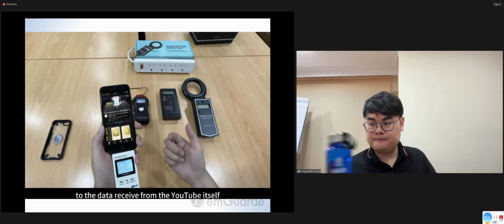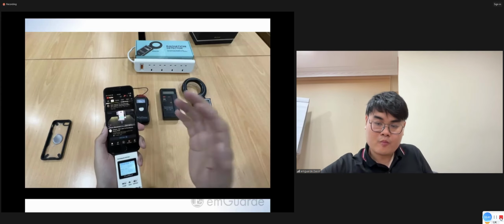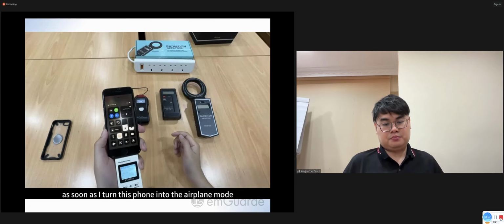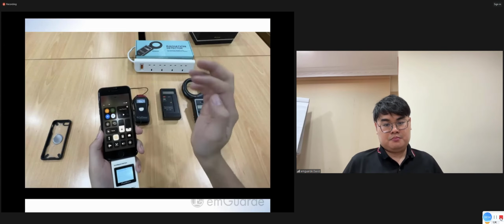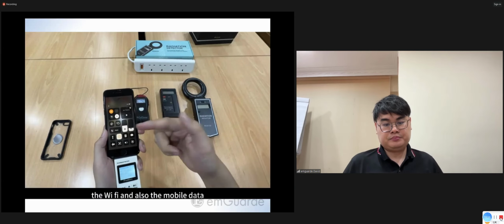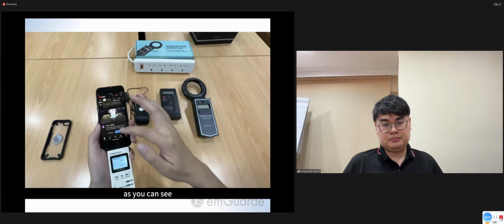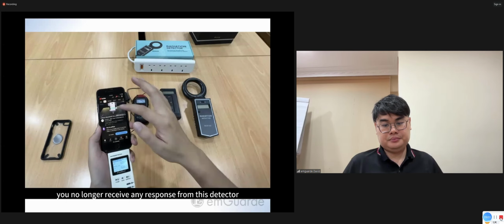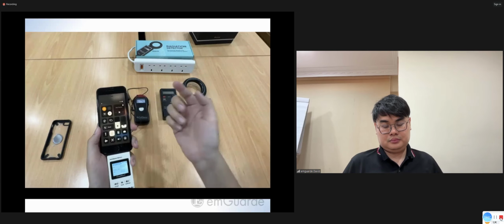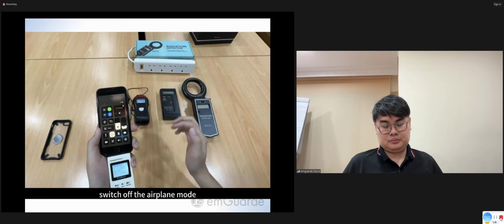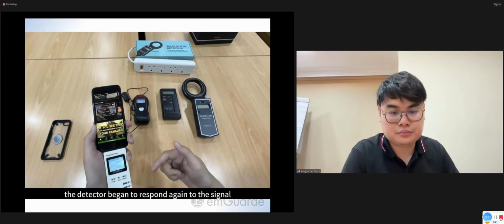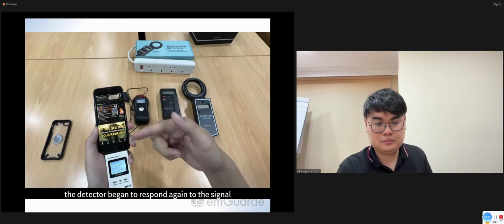Now, as soon as I turn this phone into the airplane mode, so I'm going to terminate the Wi-Fi and also the mobile data. Okay, so immediately when I turn it to the airplane mode, as you can see, you no longer receive any response from this detector. Okay, now however, as soon as I switch off the airplane mode and the data is back, the detector began to respond again to the signal from the phone.